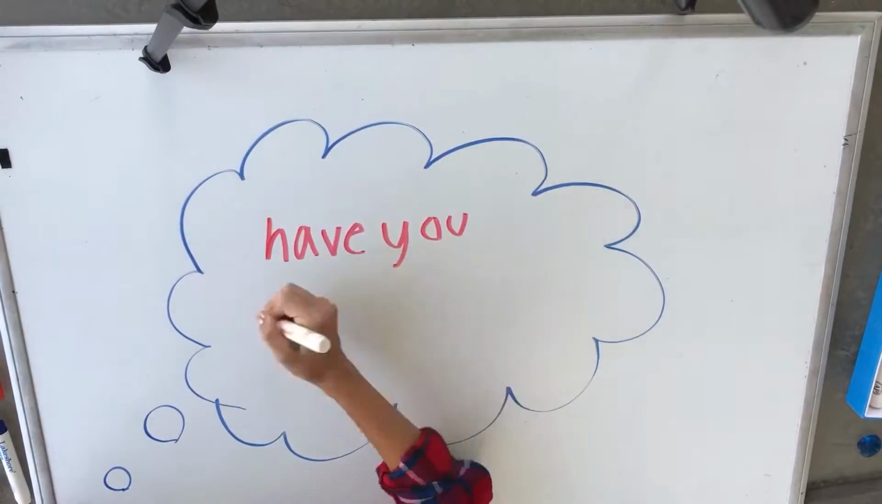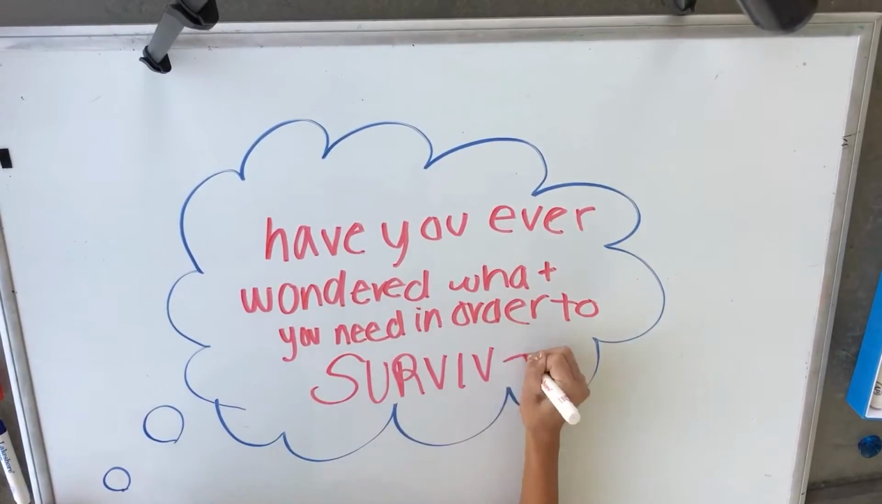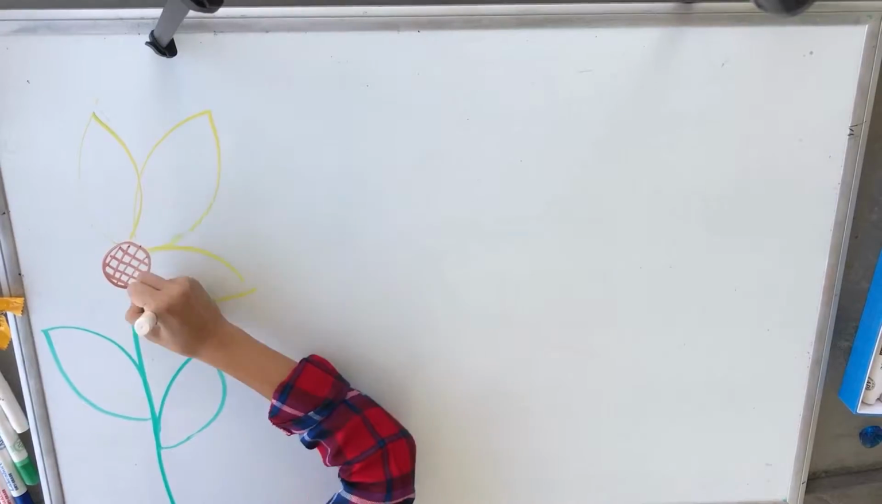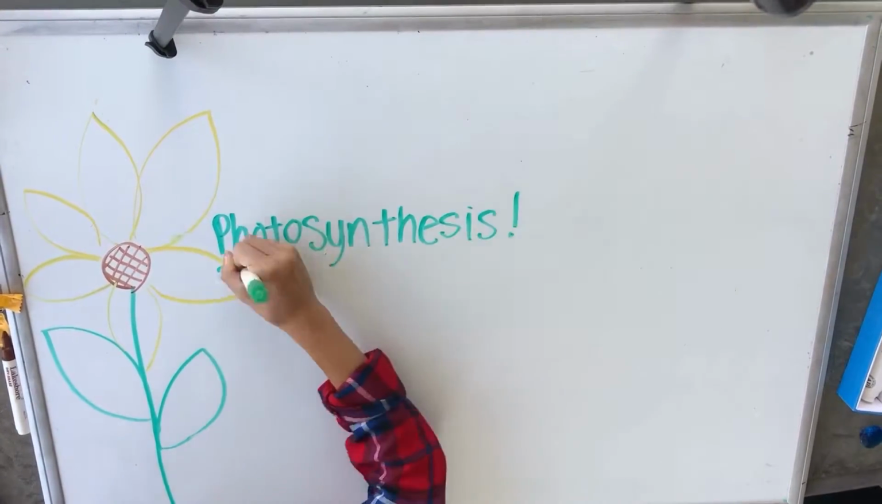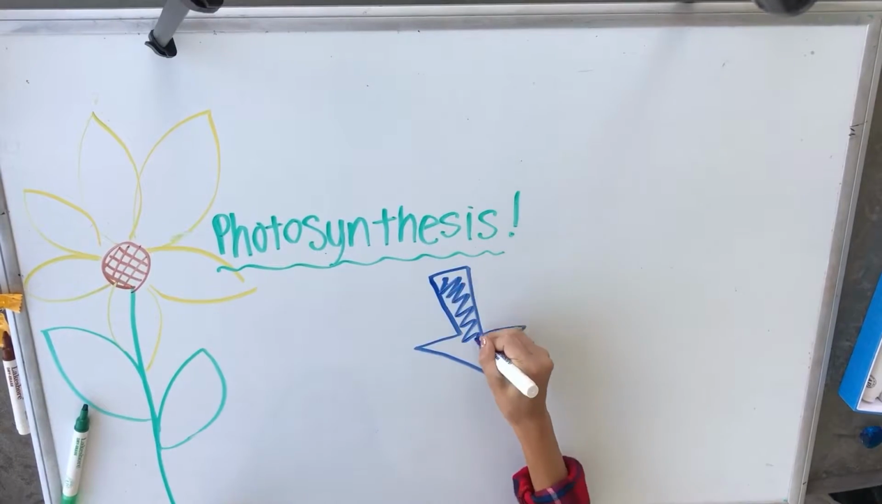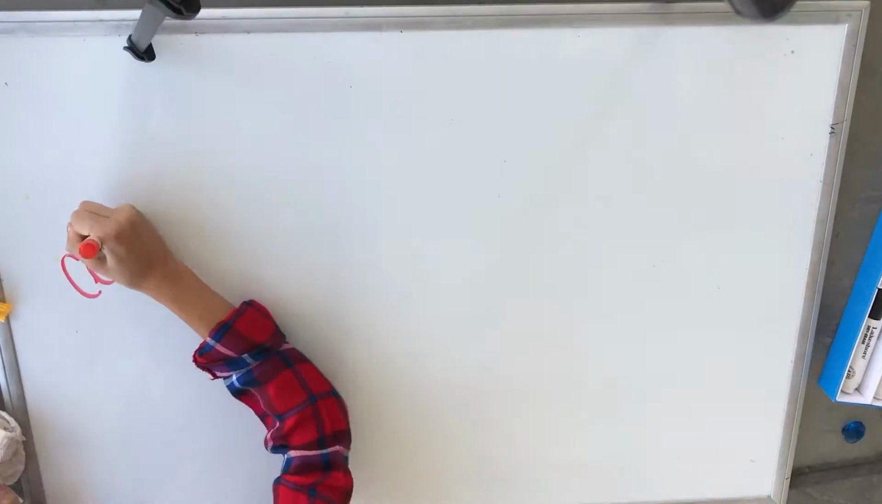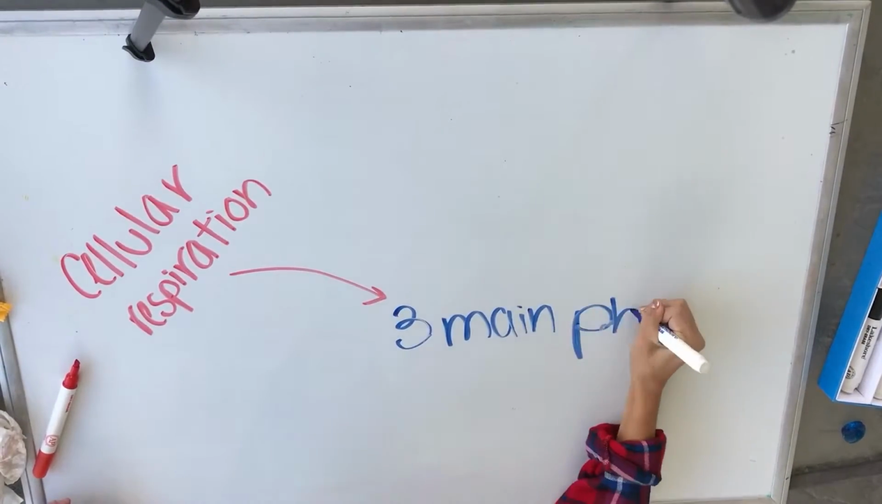Have you ever wondered what you need in order to survive? The two main processes to sustain life on Earth are photosynthesis, which occurs only in plants, and cellular respiration. In this video, we will be talking about cellular respiration, which is how we derive energy from the food we eat. Cellular respiration has three main phases.